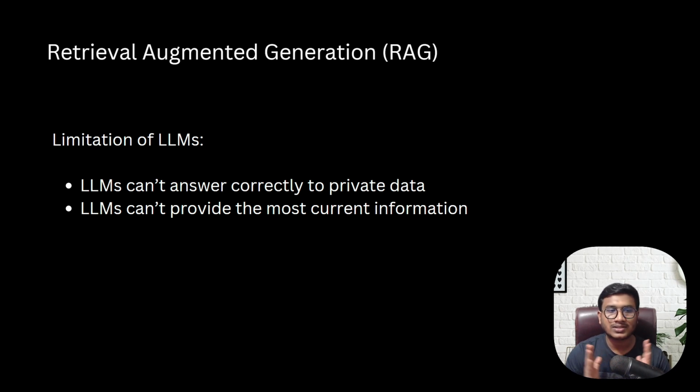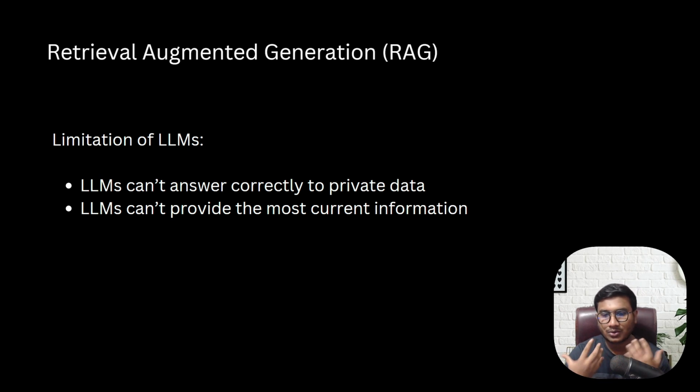So you can consider it private data, or any kind of private data, like your private website data, your company data, anything. If you ask any question related to the private data, your model won't give you any kind of response to that, right? Then you can see the second limitation: an LLM can't provide the most current information. Let's say you ask any question which needs more current information, your model won't be giving you the answer.